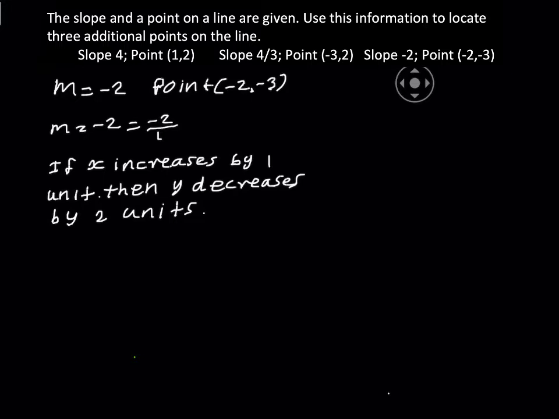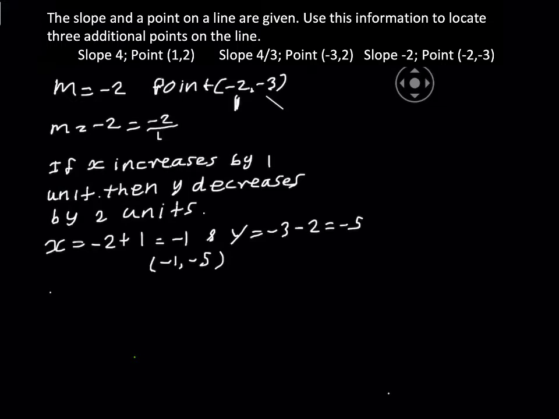Okay. Now how do we use this to find the three possible points? First one, x equal the point we have over here, negative 2. Therefore, negative 2 plus 1 equals negative 1. And y, first we have negative 3, so negative 3 minus 2, which is negative 5. Therefore, the point is negative 1 comma negative 5.